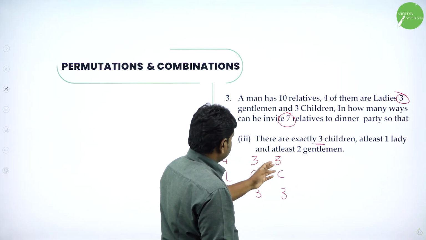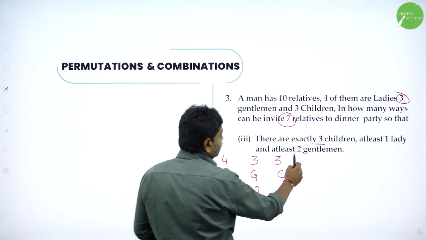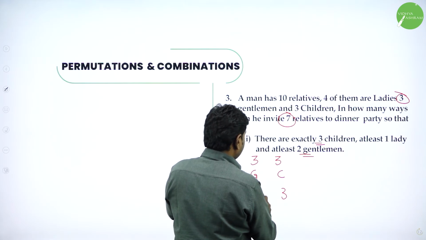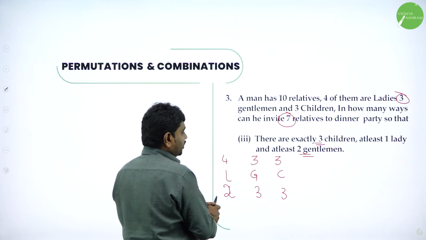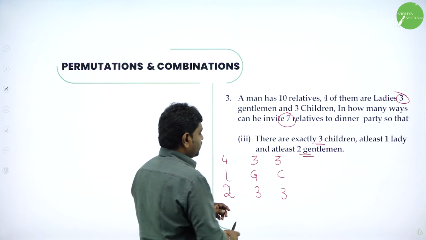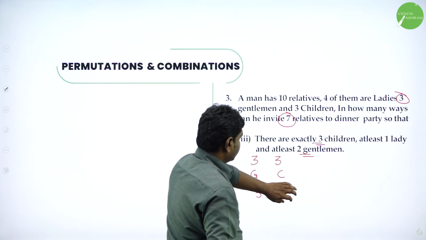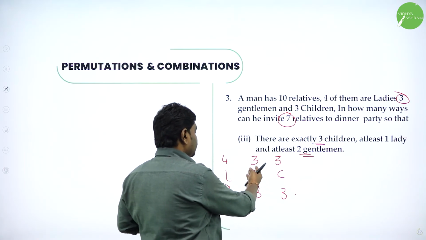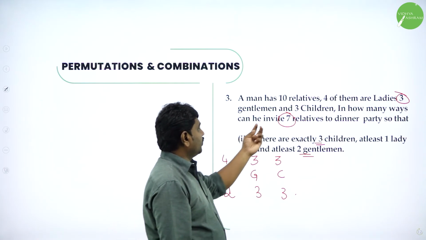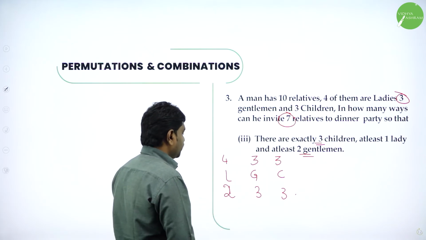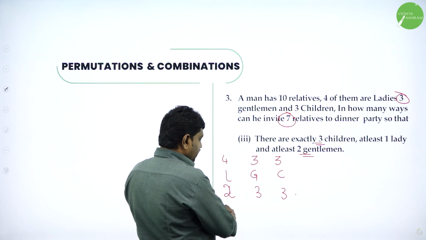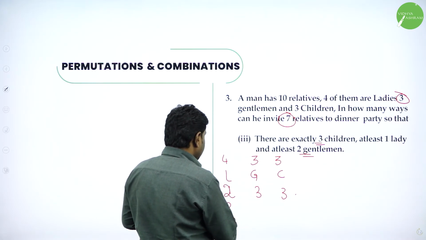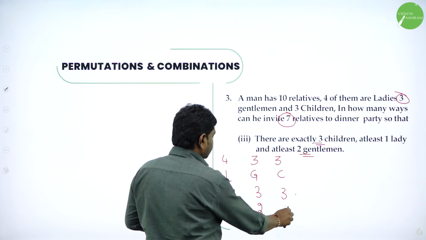Now at least 2 gentlemen. They mentioned gentlemen is also at least 2. So 2 ladies, gentlemen at least 2 or more. But ladies I have to take 3 because the total should be 7. And here the children are fixed at 3. If I take 1 lady, I have to take more gentlemen, which is not possible because we have only 3 gentlemen. This is one combination. And if I take 3 ladies, the gentlemen will become 2. So they mentioned at least 1 lady: 3 ladies I will take, then 2 gentlemen and 3 children.